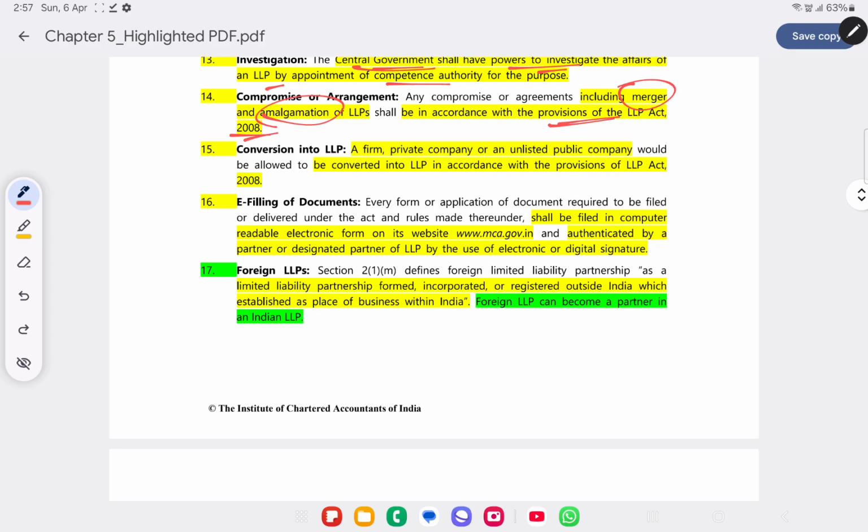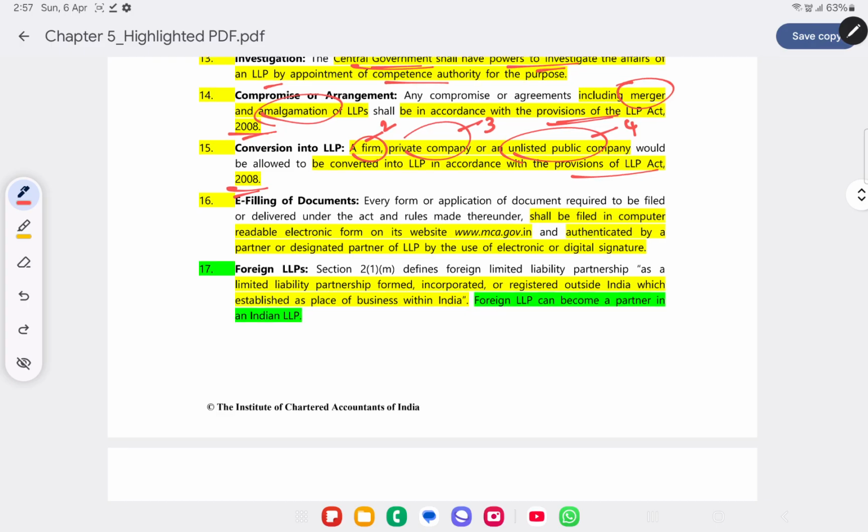Conversion into LLP. If at all they are converting a firm or private company or unlisted public company into LLP, then they will have to follow the provisions of LLP Act of 2008. So conversion of firm into LLP is given under Schedule 2, and private company into LLP is given under Schedule 3. Unlisted public company into LLP is given under Schedule 4. In that case, I will have to comply with these provisions of the LLP Act.